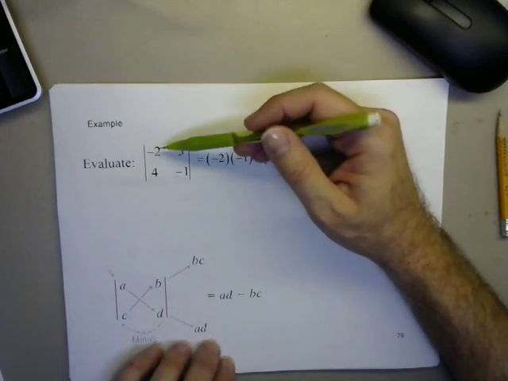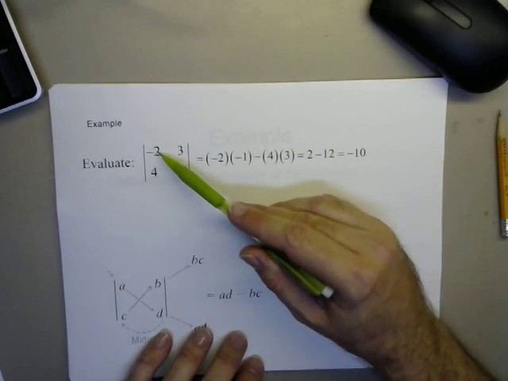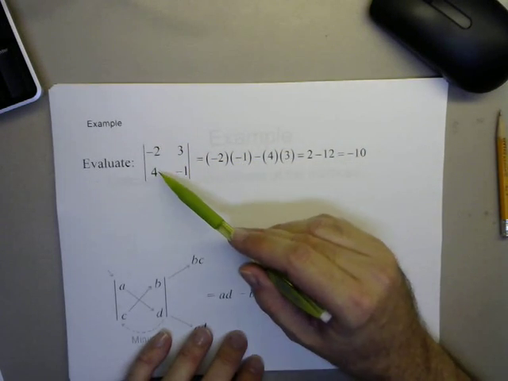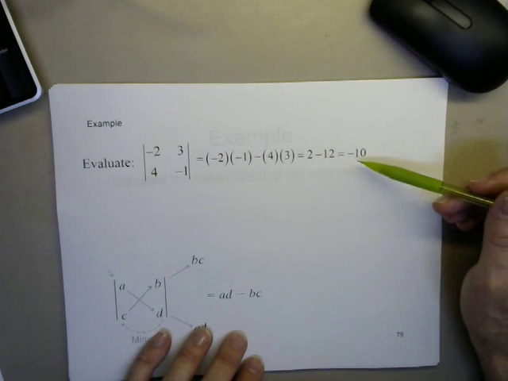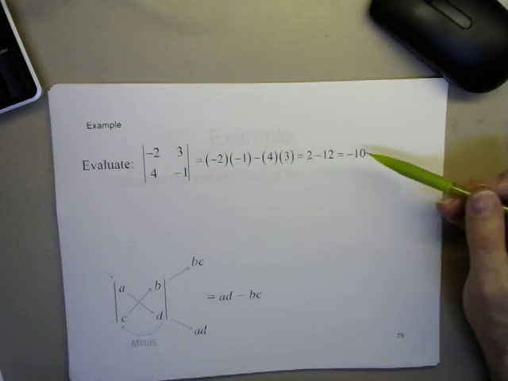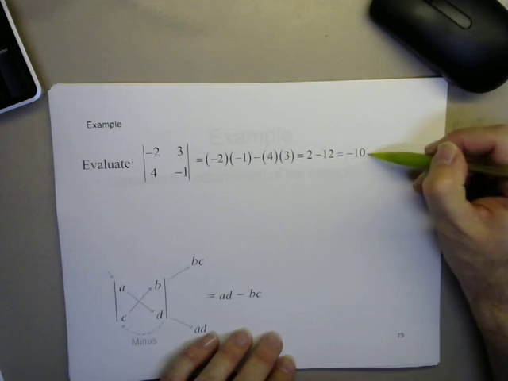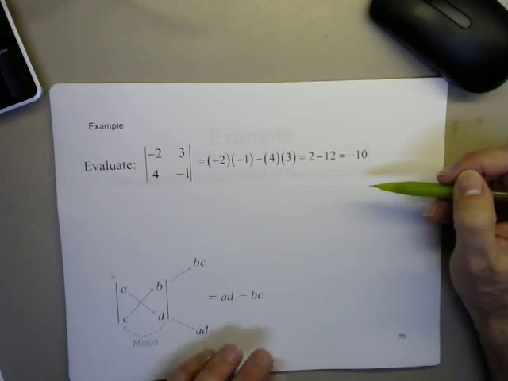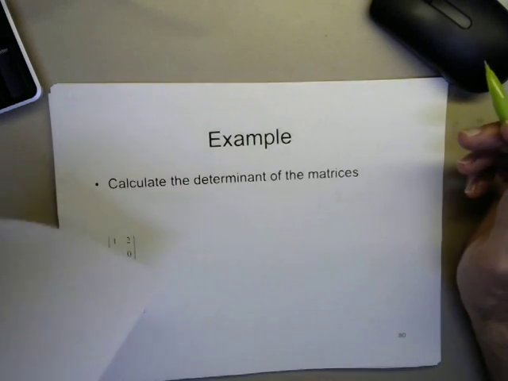So for example, let's say you wanted to evaluate this determinant. You would just take -2 times -1, and then subtract what you get when you take 4 times 3. That'll give you -10. And there is some meaning to this number, some geometric meaning, but we aren't going to get into that for right now. But that's essentially what you do, right?